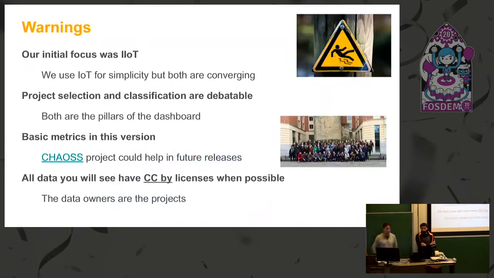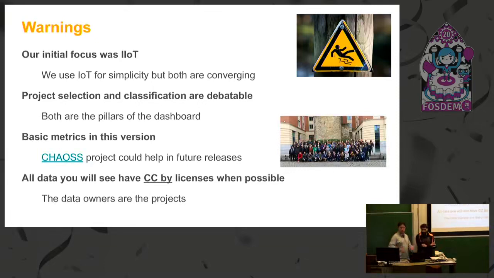Some warnings about our work. The first one is that initially we were pretty focused on the industrial IoT sector. But after some thought, IoT and industrial IoT are not so different. In some way they are merging technologies, so it is not so important. The project selection and classification is pretty debatable. For example, when we start showing you the categories and how we have classified the projects in each category, you can say, okay, this is a project I know about, and you have classified it in a category that is not the best category.